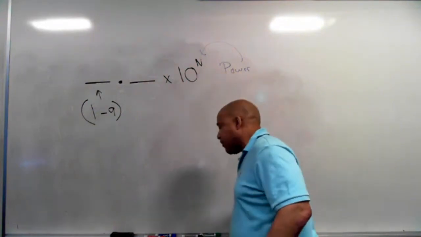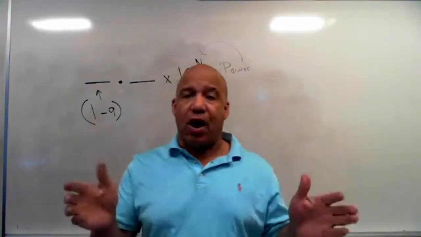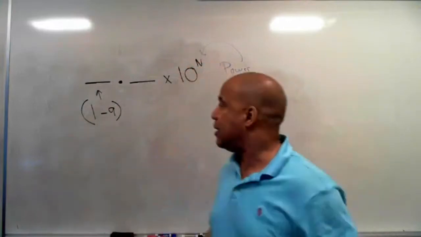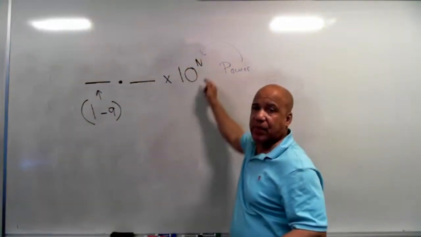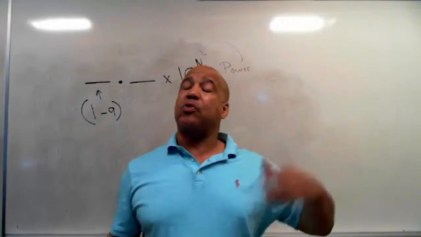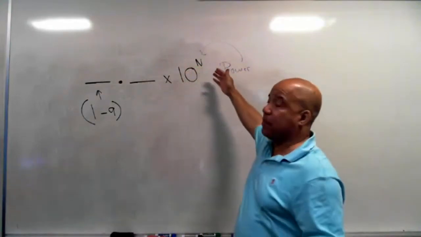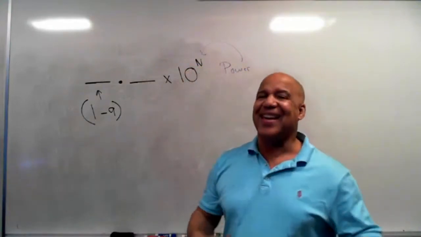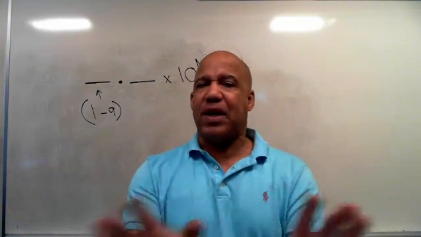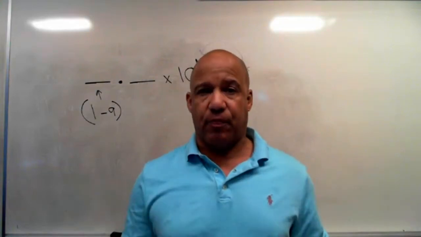How do you know if it's positive or negative? Well, if the original number we start with is bigger than 1, that exponent will be positive. If the original number we start with is between 0 and 1, then this exponent will be negative. It's saying a lot, but it's much easier to see if you just see an example.